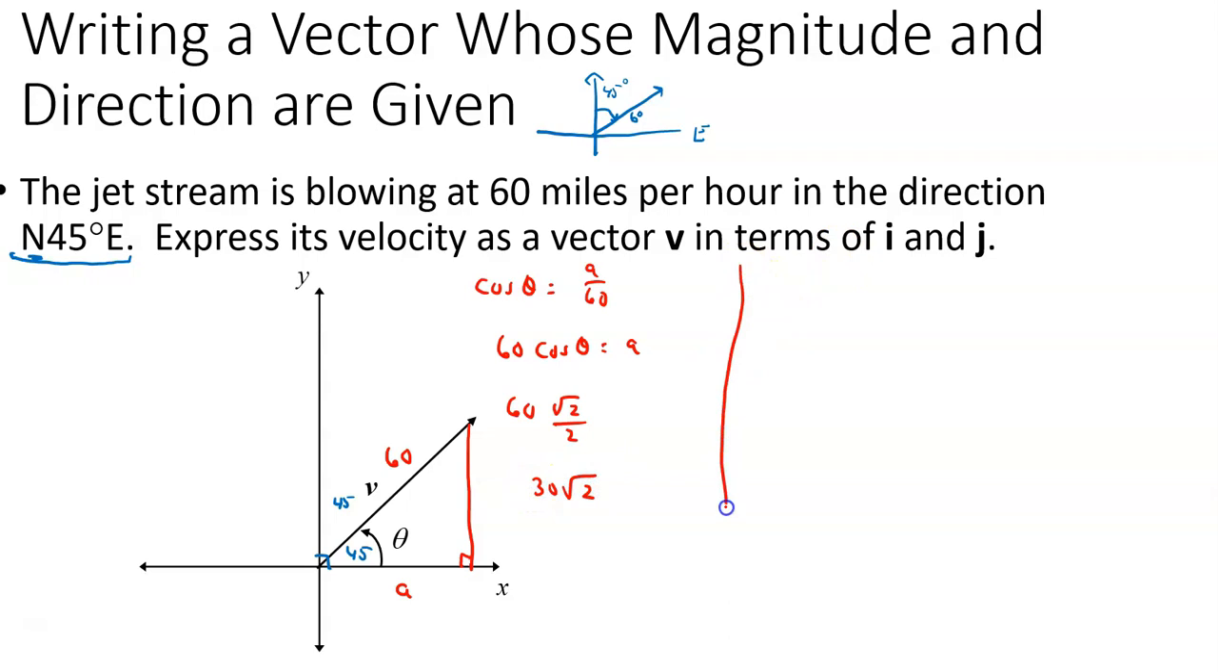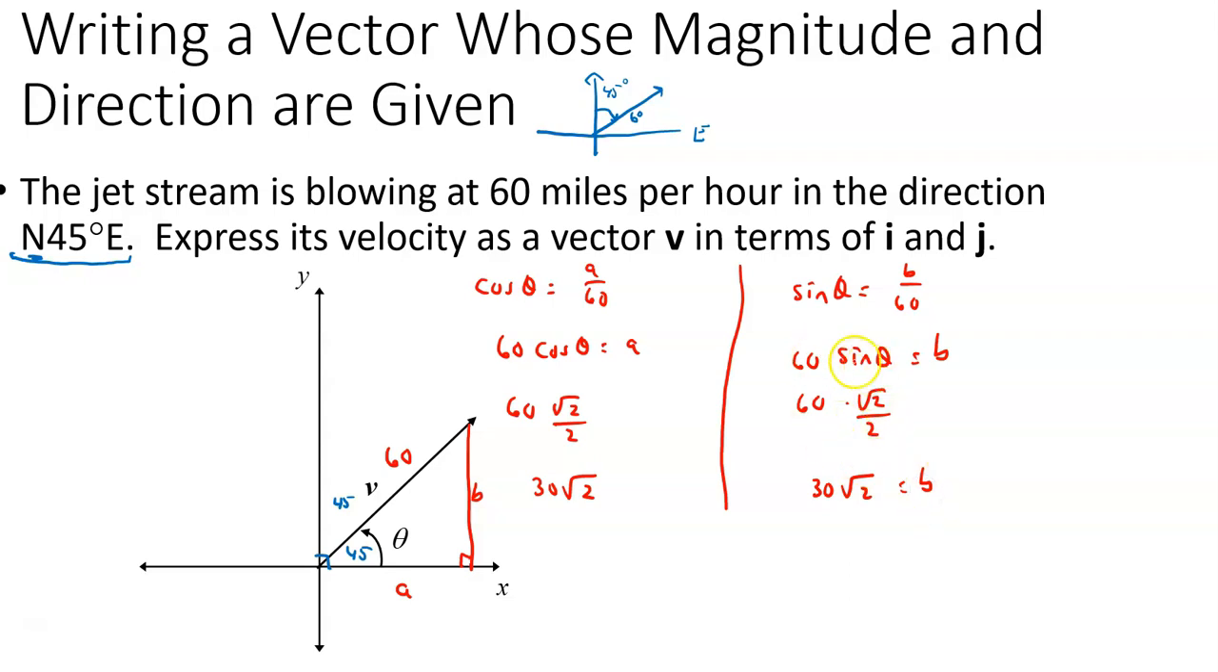All right, I'm going to run through this as a formality, but I bet you know what the other one is already. If this is side B, then sine is opposite over hypotenuse, so sine of theta equals opposite over hypotenuse. Multiply both sides by 60, and I get 60 sine theta is B. Well, theta is 45 degrees, and the sine of 45 degrees is also square root of 2 over 2, so I get 30 root 2 for the B component.